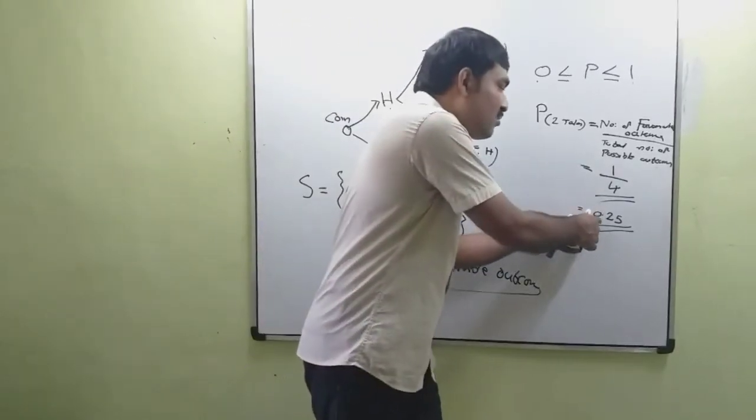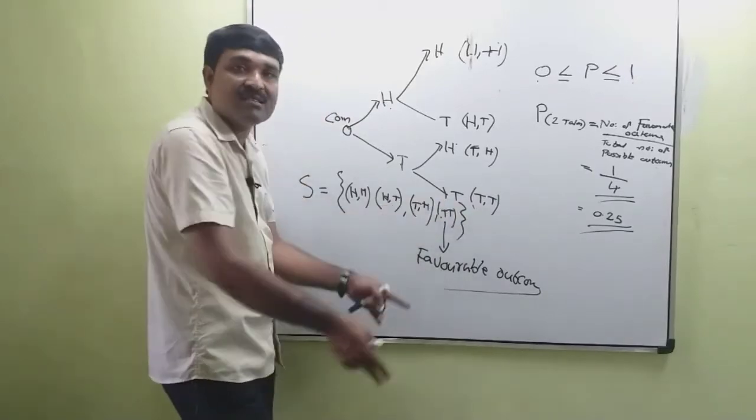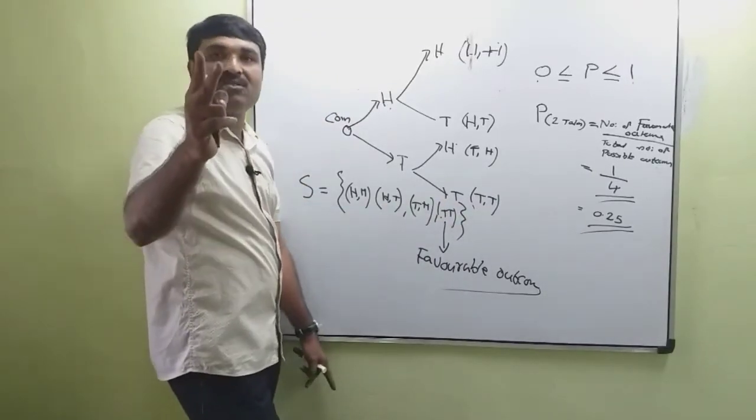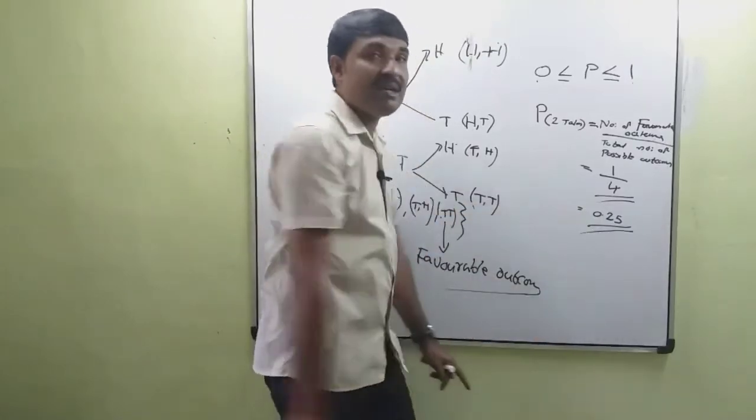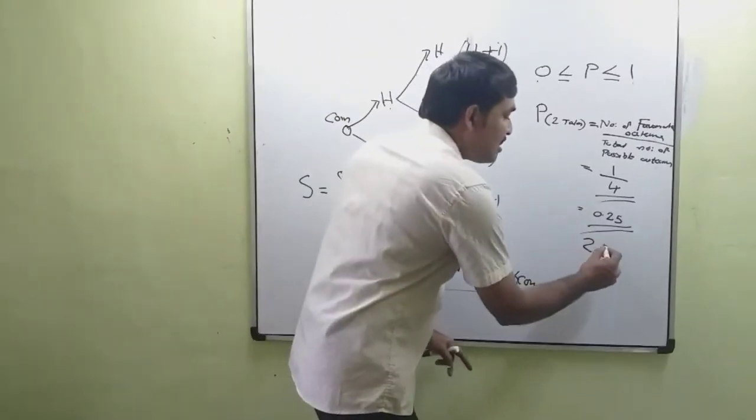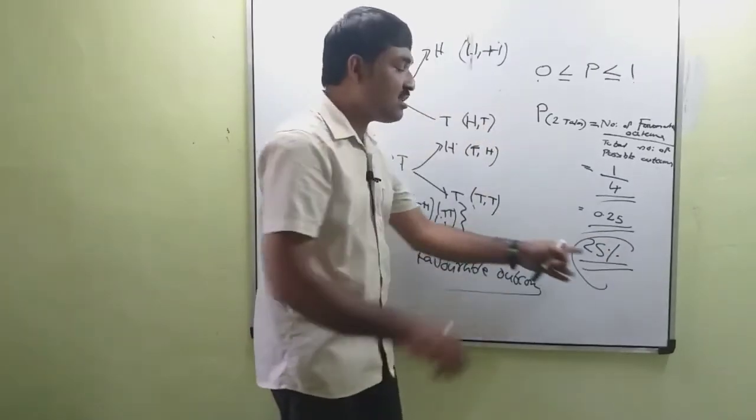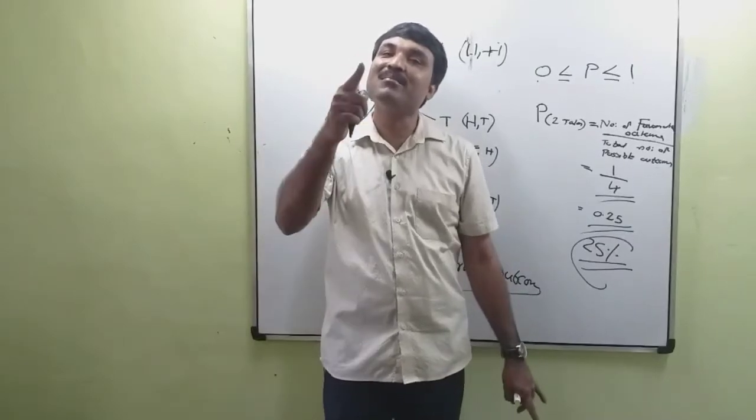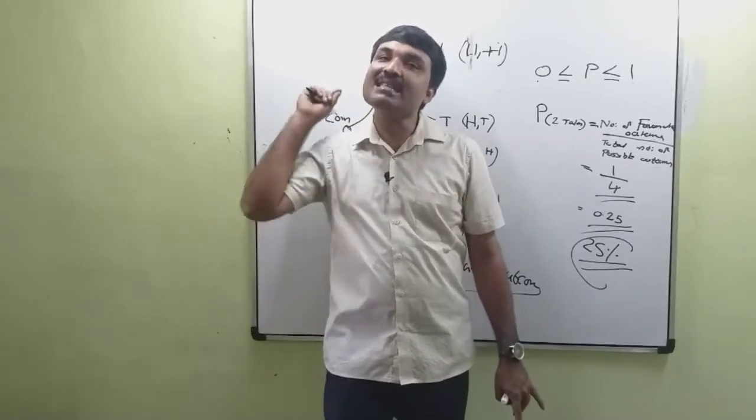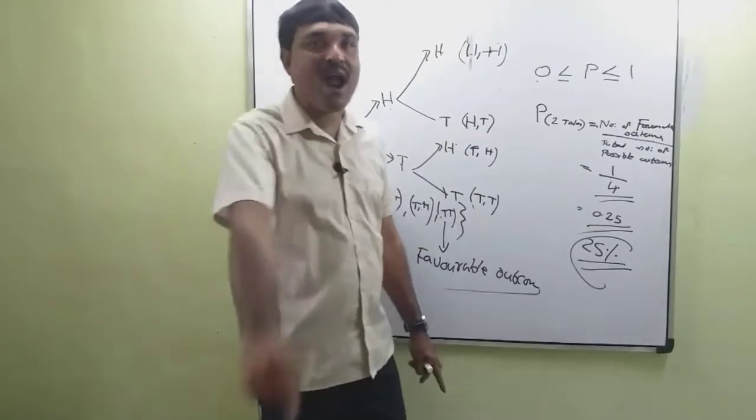Here the probability is equal to 0.25. So the occurrence of this event, that is two tails coming in the toss, is 0.25, that is equal to 25%. The occurrence of this event is 25%. But probability will never become negative. It is always a positive value between 0 and 1.